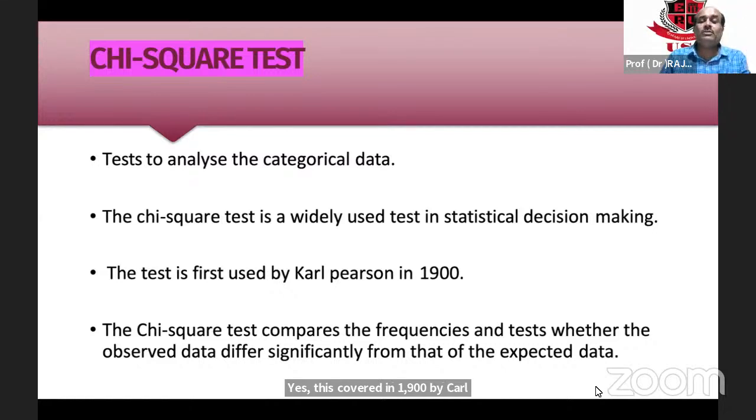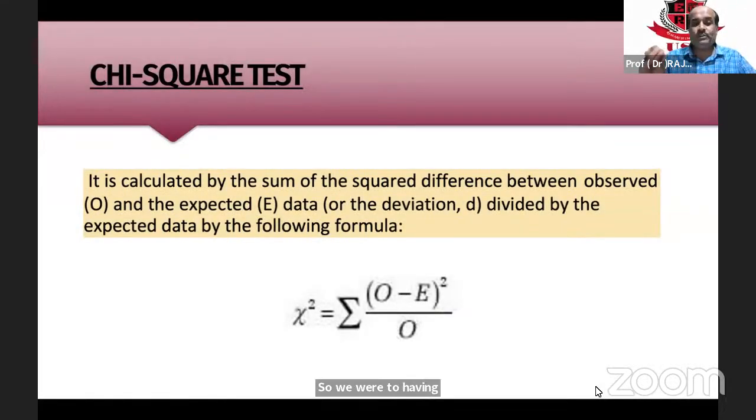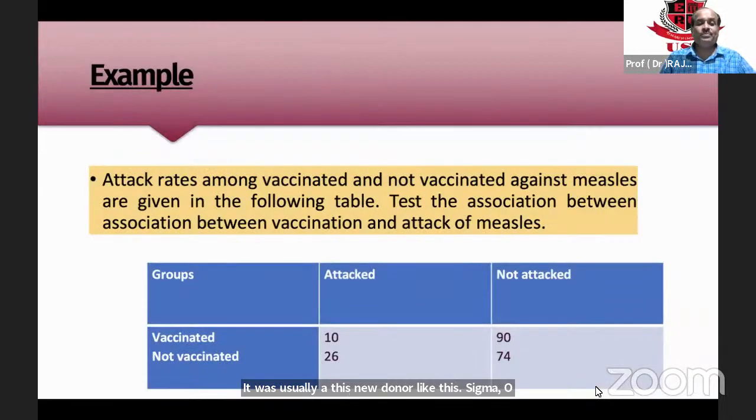The chi-square test compares the frequencies and tests whether the observed data differ significantly from the expected. So we have to have both the observed and the expected, and look at the difference. Then you can go for a chi-square test. Chi-square equals sigma of O minus E whole square divided by E.